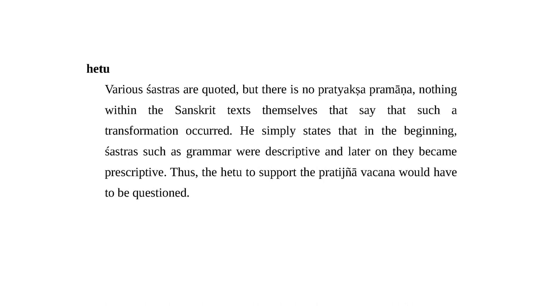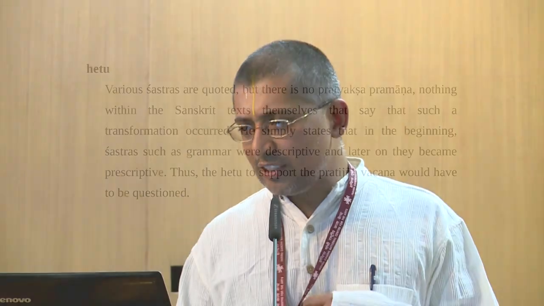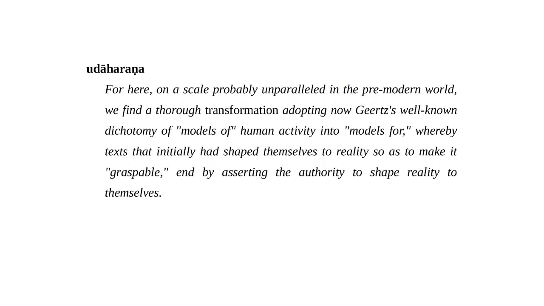So he simply states that in the beginning, Shastras such as grammar were descriptive, and later on became prescriptive. Thus the hetu to support the pratignya vachana would have to be questioned. So essentially it would be a hetvabhasa. I am not doing any analysis of hetvabhasa now. I am just showing the incorrect pramanas that he is using. But we can show hetvabhasas also in all these things. And the udaharana, of course, is not coming from any Indian tradition itself. All his texts from 1985, or even the earlier texts, are going to be drawing from Western theories only.